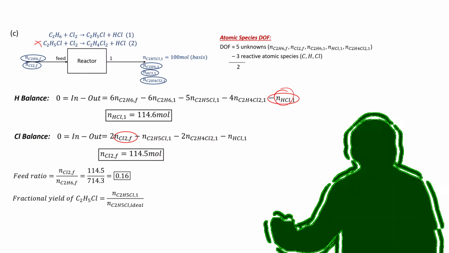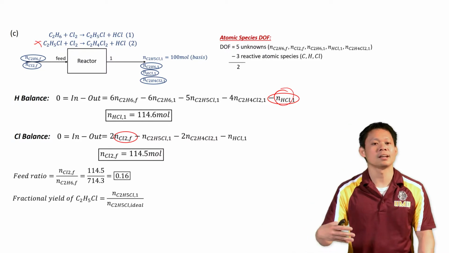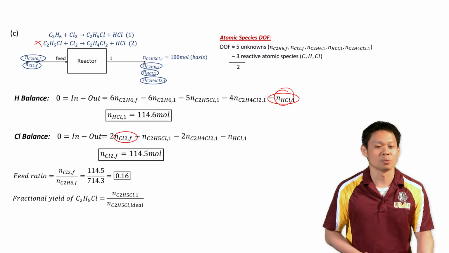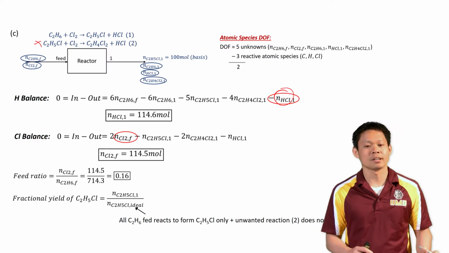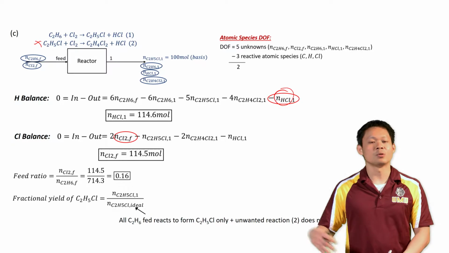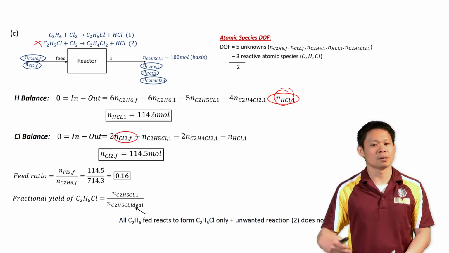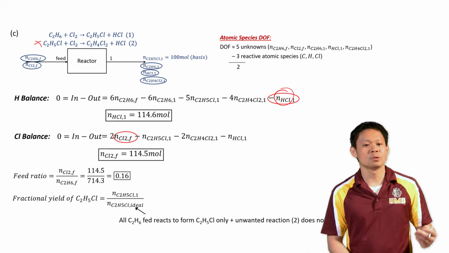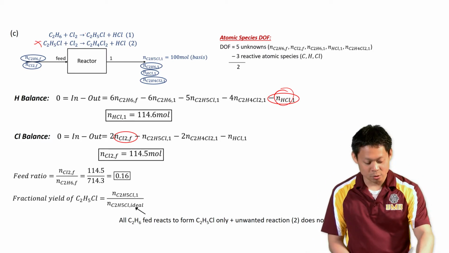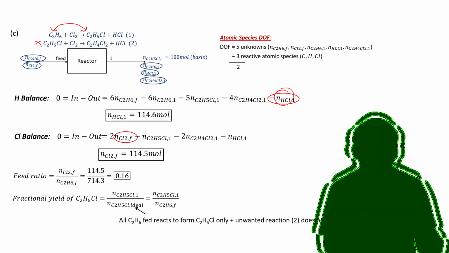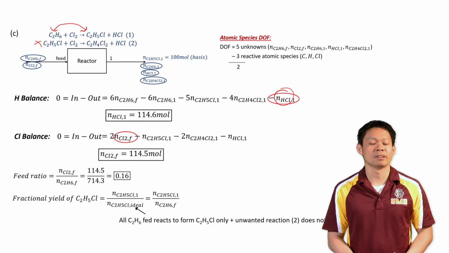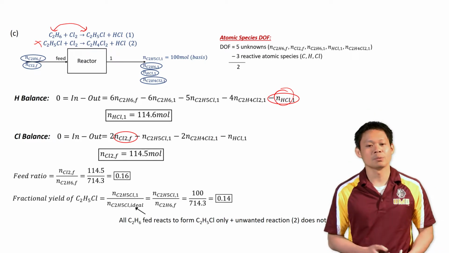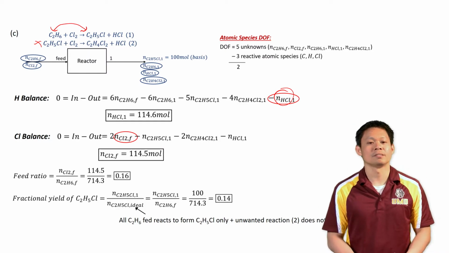So once we form the product, it does not go on to participate in this second reaction that's going to consume some of it away. So all the C2H6 feed reacts to form only our product, and the unwanted side reaction, where we consume some of this product, does not occur. Given these two assumptions, ideally how many moles of C2H5Cl are we going to get? It is a 1-to-1 ratio between our product and our C2H6. So it is just equal to the number of moles of C2H6 that we fed in. We already have those numbers. We can put that into here. So the yield of our C2H5Cl is 14%.